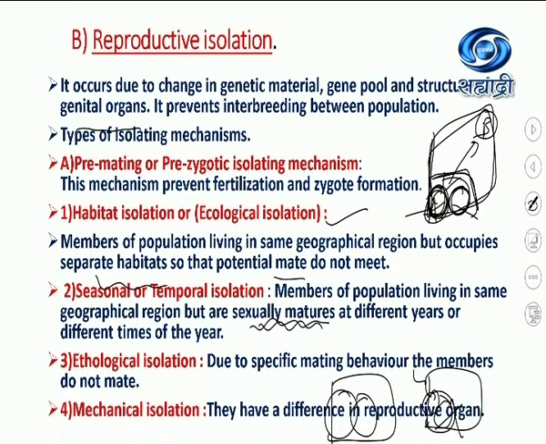Let us proceed. The fourth one is mechanical isolation. They have a difference in the reproductive organs. If their reproductive organs are different, will they be able to mate? No, they are not able to.